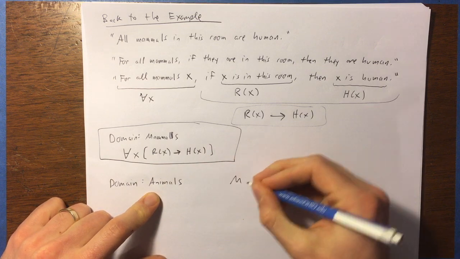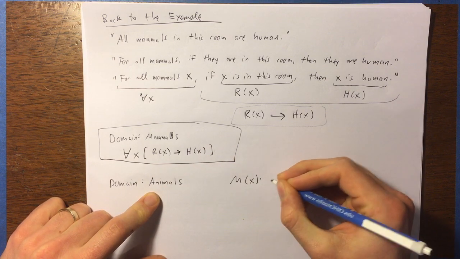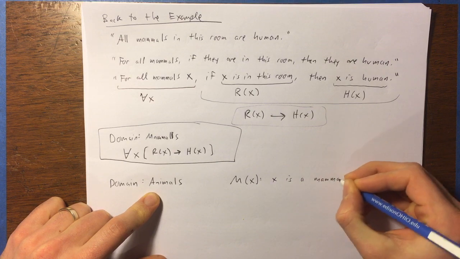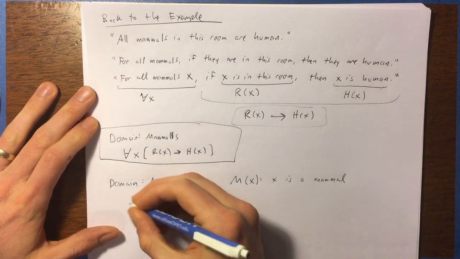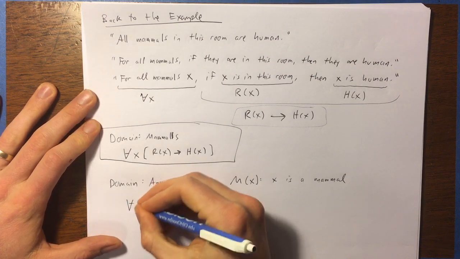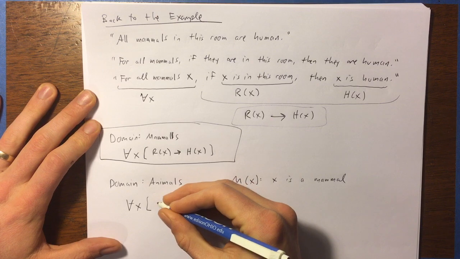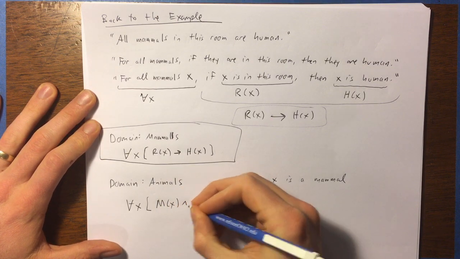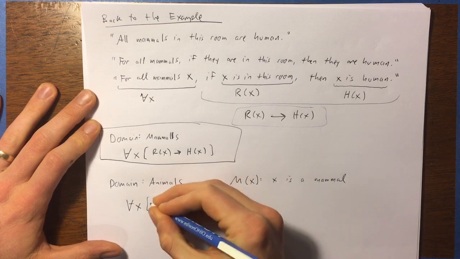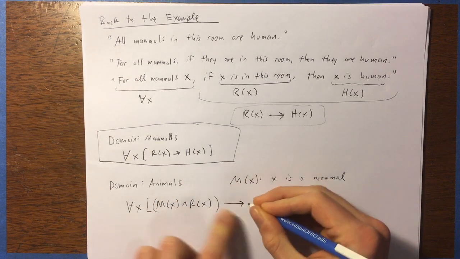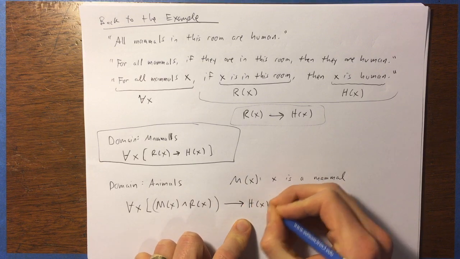So let's introduce M of X to mean X is a mammal. And now that we have that, we are going to need to introduce that in here somewhere. We're going to have to say this. For all X, not just if X is in this room, but if X is a mammal and X is in this room. Okay, let's take both of those things. If X is a mammal and X is in this room, then X is a human.